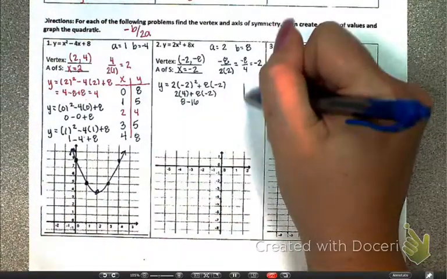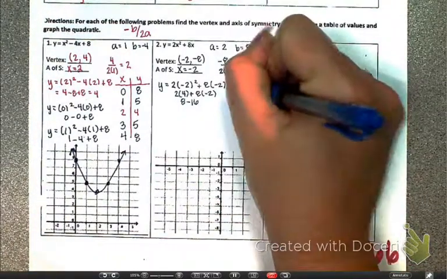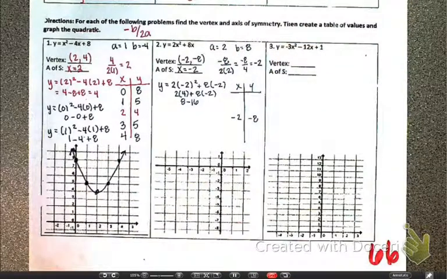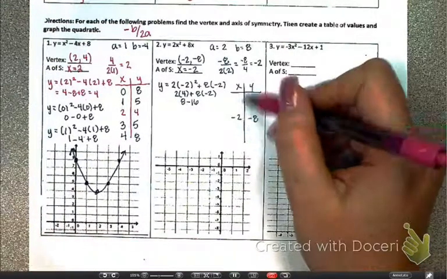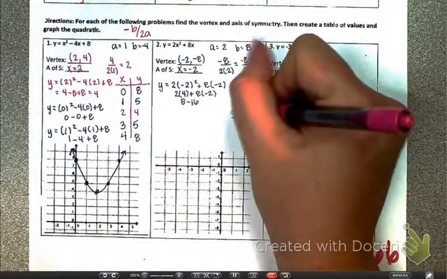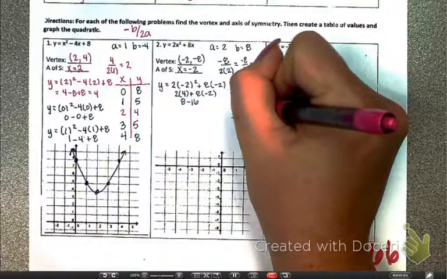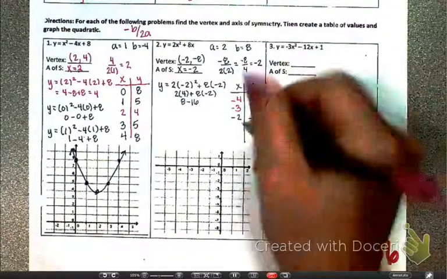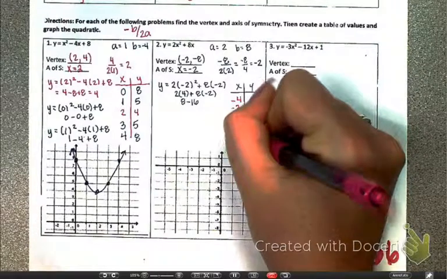So when I create my table of values, negative 2, negative 8 goes in the middle. And I need 2 numbers above and 2 numbers below. So what are 2 numbers below negative 2? Below. Negative 3 and negative 4. And then negative 1 and 0.